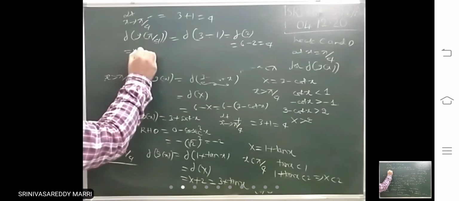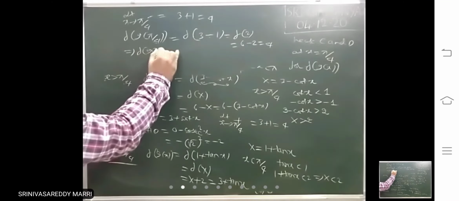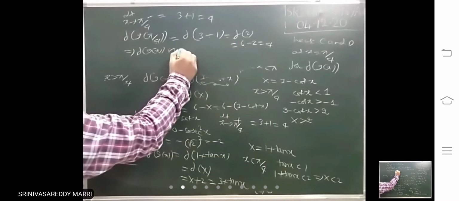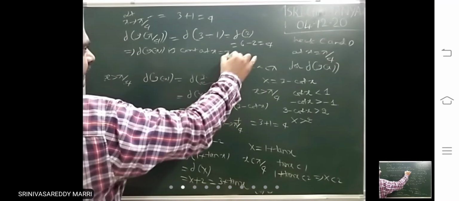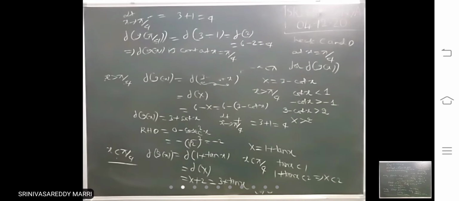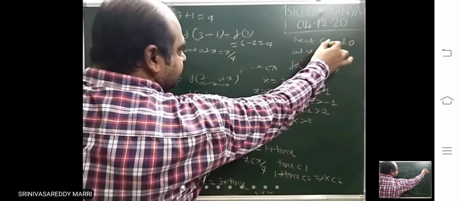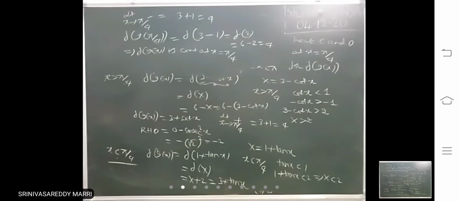That implies we can say f of g of x is continuous at x equal to pi by 4. So the first part, continuity, is over. It is continuous at x equal to pi by 4.